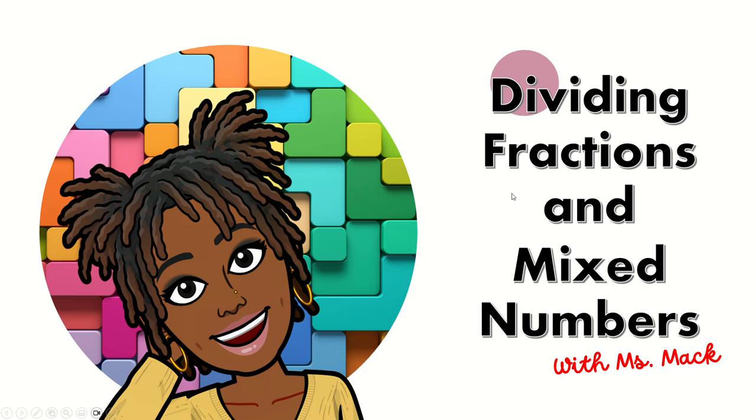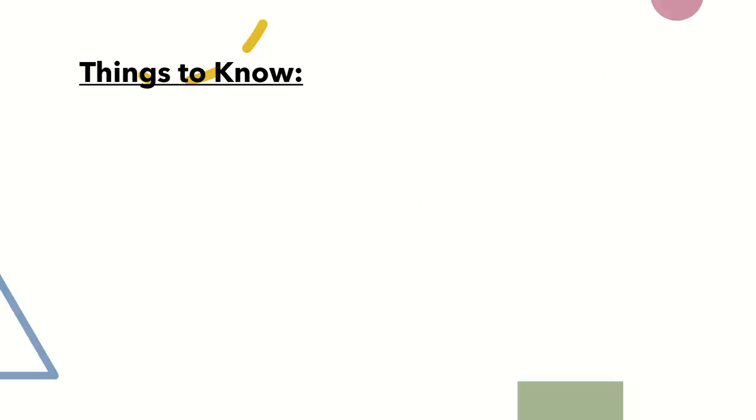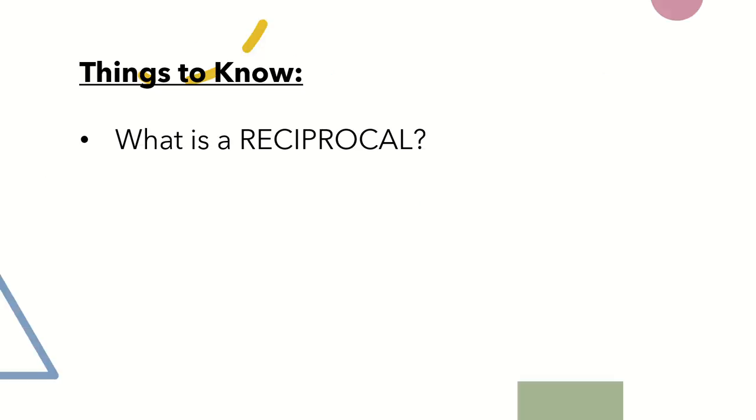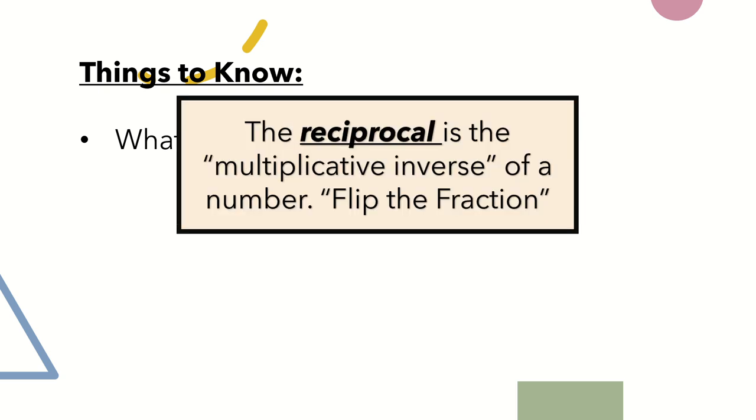About dividing fractions and mixed numbers. A couple of things to know. One, you would need to know what a reciprocal is, and we'll talk about that in detail in just a minute. A reciprocal is a multiplicative inverse of a number, and simply, we are just flipping the fraction.